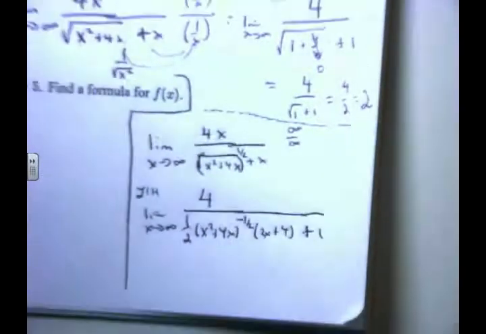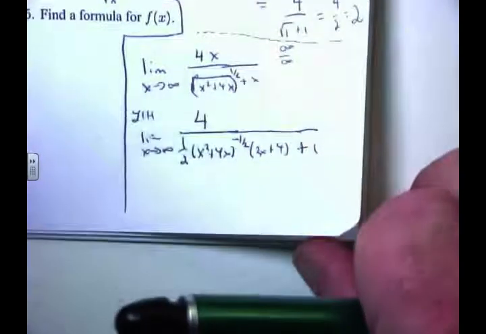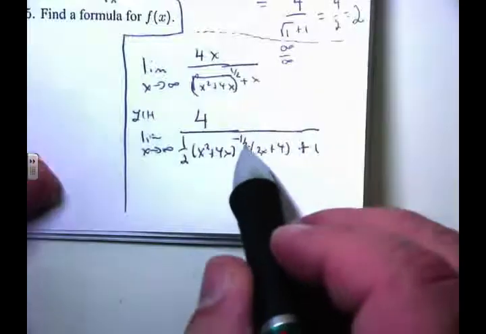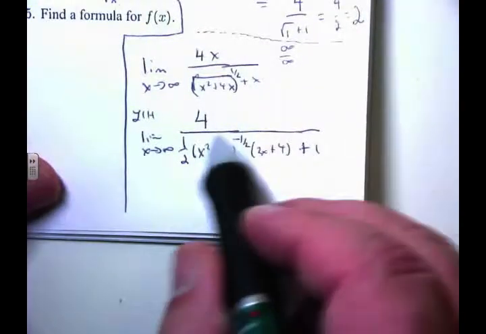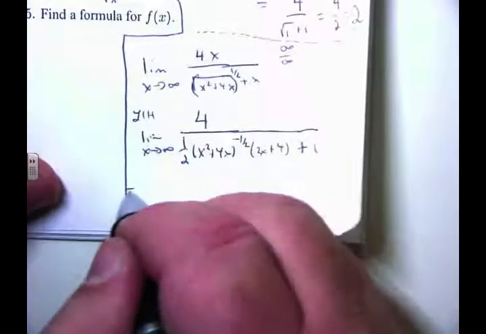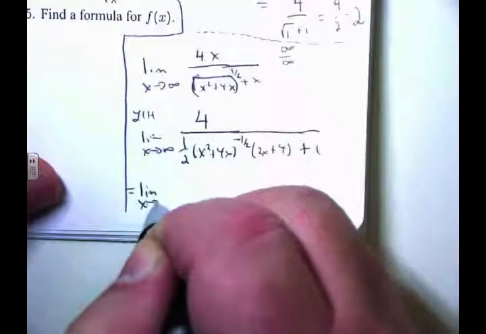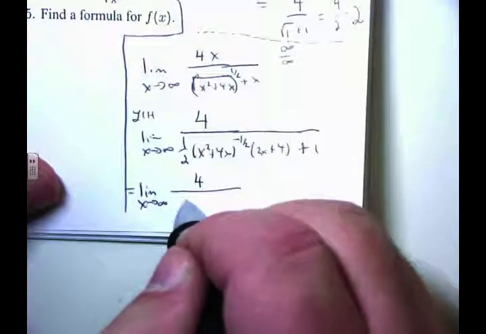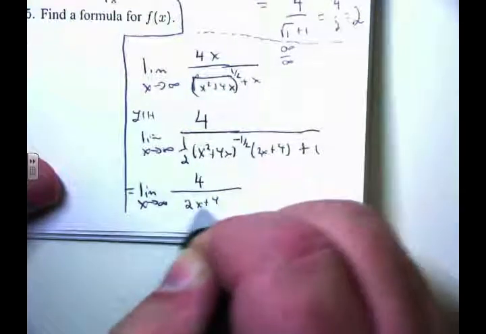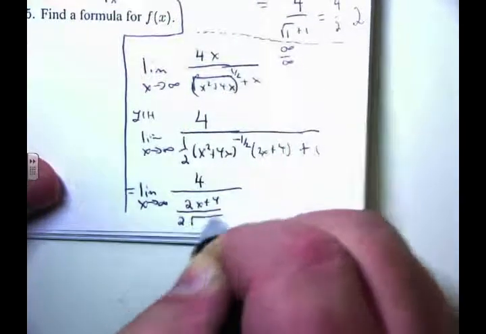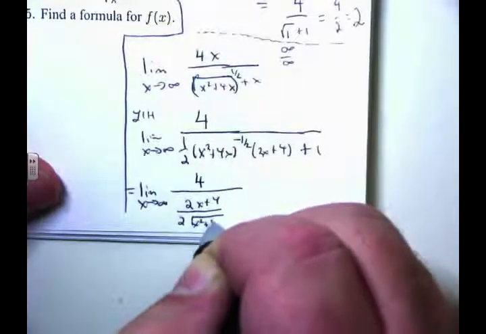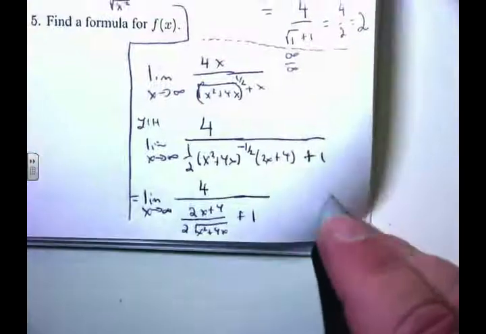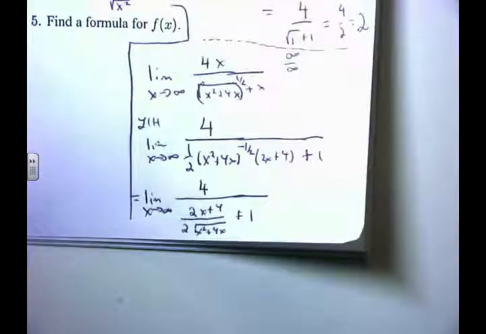Does that make sense so far? Clean it up. Negative exponents will go on the bottom, and this is an individual fraction. So this will actually equal the limit as x approaches infinity of 4 over, and this is going to be 2x plus 4 divided by 2 times the square root of x squared plus 4x, and this will be plus 1. Understand what I did there?